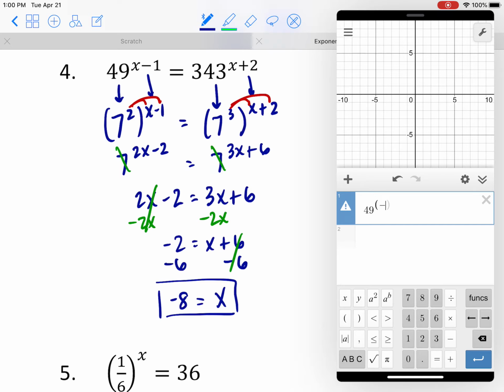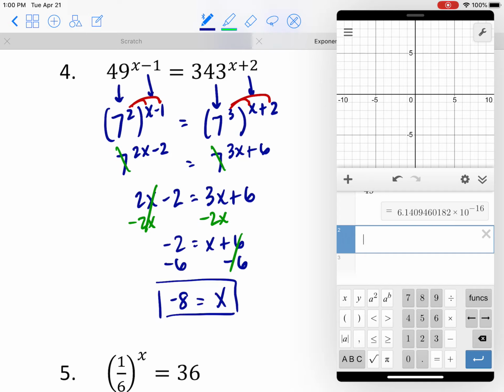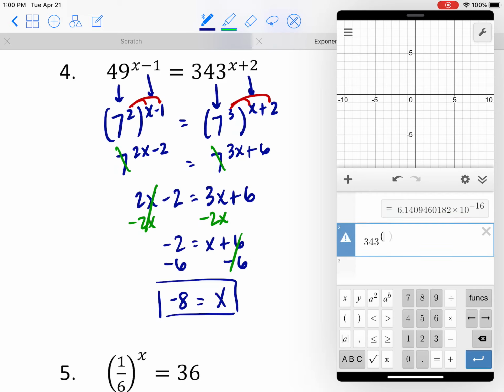Okay, now this one, since we have variables on both sides, we'd have to check both sides. So 49 raised to the, we're plugging in a negative 8 minus 1. And that gets us that ridiculous looking answer there, but the other side better be the same. So the other side, I put in 343 raised to the negative 8 plus 2. Plus 2, and there it is.